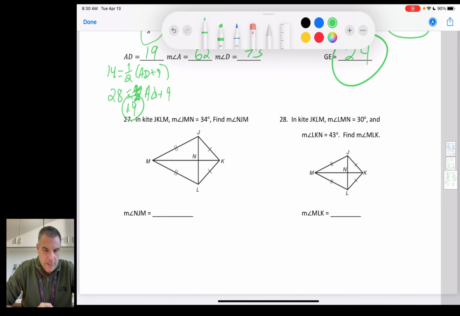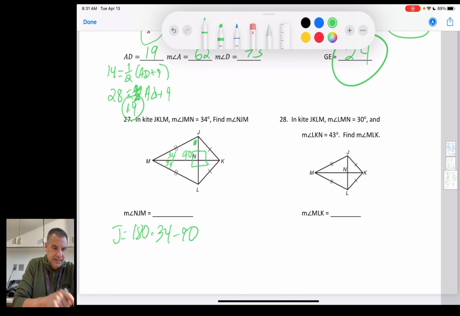In a kite, it's telling us that JMN is 34. So if that's 34, that makes that 34. We have to find NJM. So we have to find this one right here. Well, in a kite, we know that all these angles are 90 degrees. So J, in this case, is going to be 180 minus 34 minus 90, which is 56.